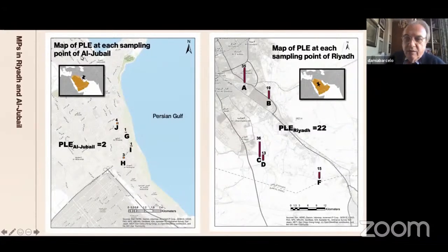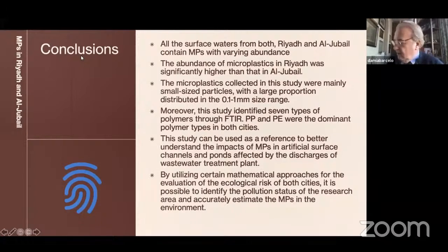And what we can say here as a first conclusion is that all waters contain microplastics. That's one important issue. The range goes between 0.1 to 1 millimeter. The most important polymers by FTIR were polypropylene and polyethylene, which were the dominant ones. This study can also be used as a reference to better understand the impact of microplastics in artificial surface waters.